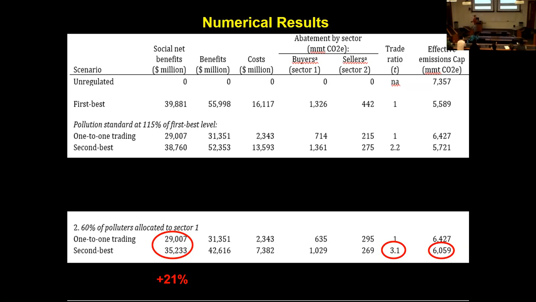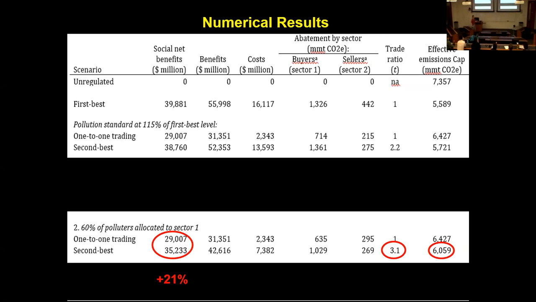Yes, this is the standard. We keep the initial allocation of emissions equal to this in all the cases. But after trading occurs, people trade to fewer emissions because of the trading ratio. The trading ratio here was 2.2, and they traded down to 5,700. Here, again, these are all the same values as we saw up here.